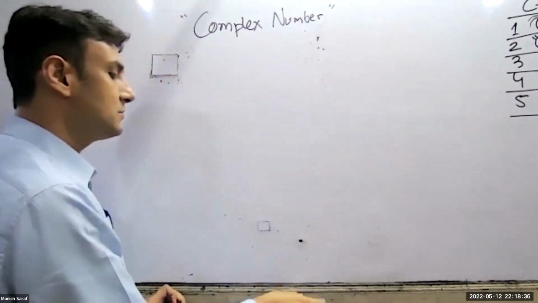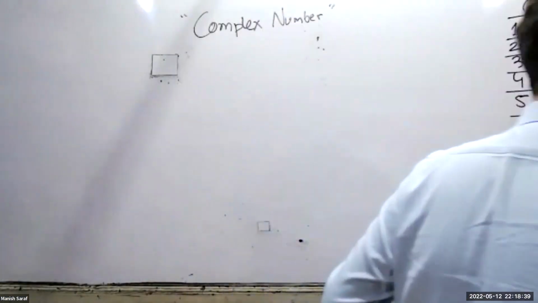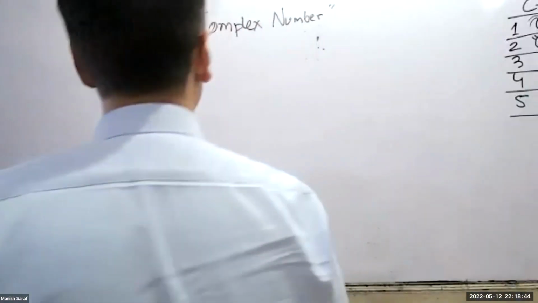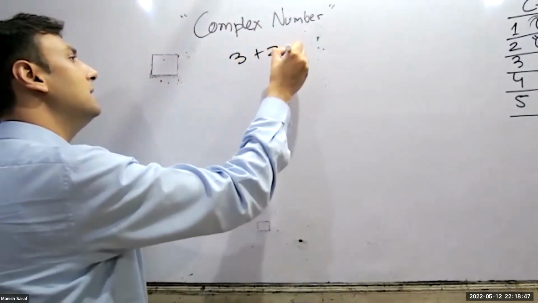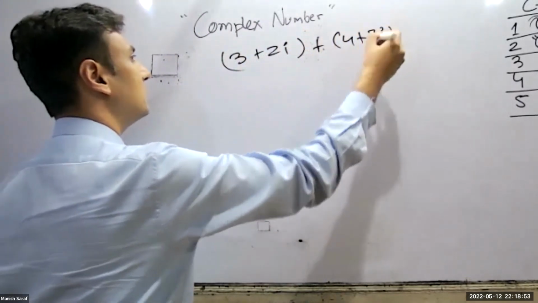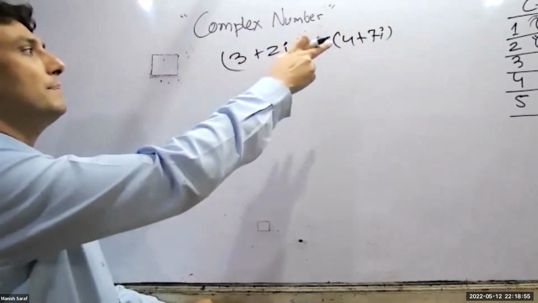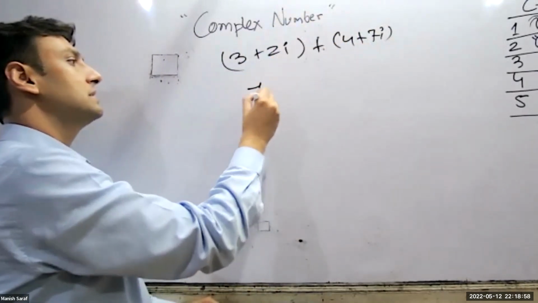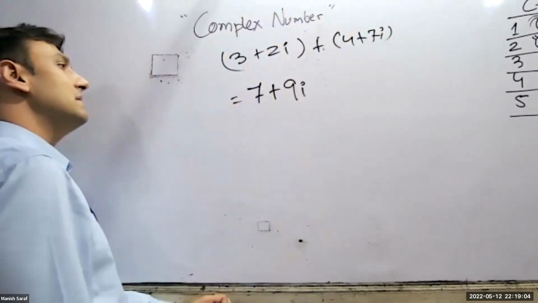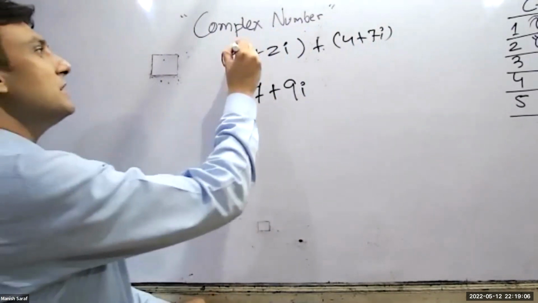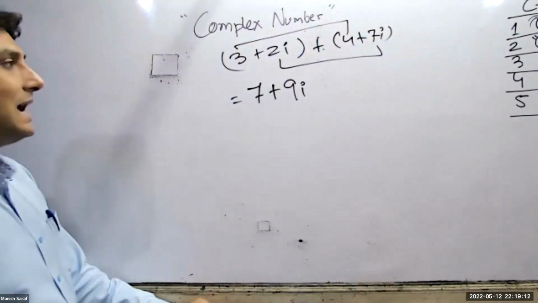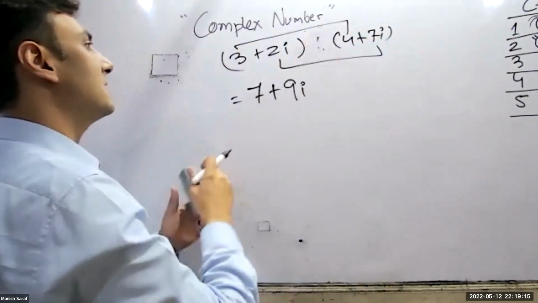Last thing that you must know with respect to complex number is arithmetical operations on complex numbers. If I have to add two complex numbers, I have a complex number 3 plus 2i, which I have to add another complex number 4 plus 7i to it. How do I do this? Add real parts. 3 plus 4, 7. Add imaginary part. 2 plus 7, 9. Answer is 7 plus 9i. Real add हो जाएगा, imaginary add हो जाएगा. And that's all.